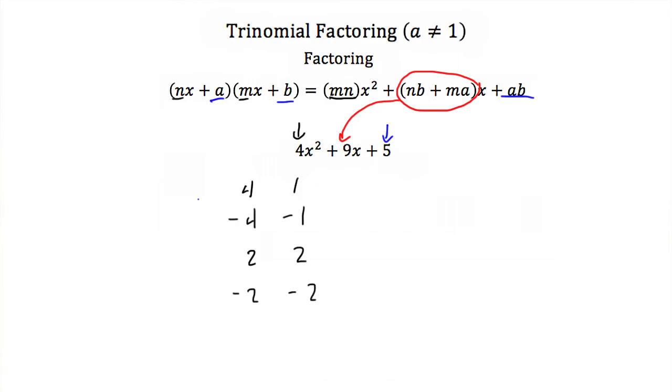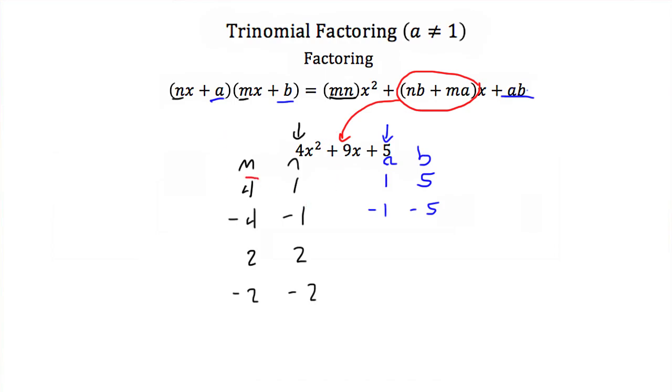Now that I have all of those factors of 4, let's look at 5. I need two numbers, a and b, that'll multiply together to get 5. Well, I can get 5 from 1 and 5, or negative 1 and negative 5. So now I need a combination of these numbers, m and n, and a and b, that will get us 9. So we need to try different combinations of these numbers that'll multiply together and then add to get us 9.